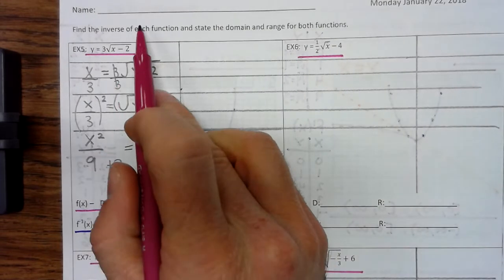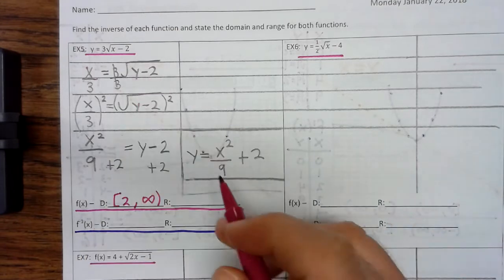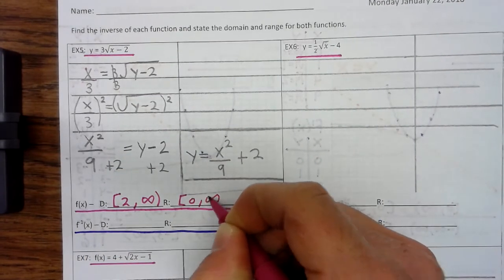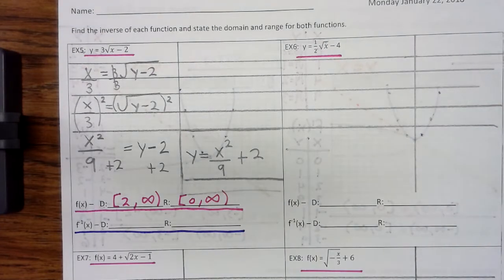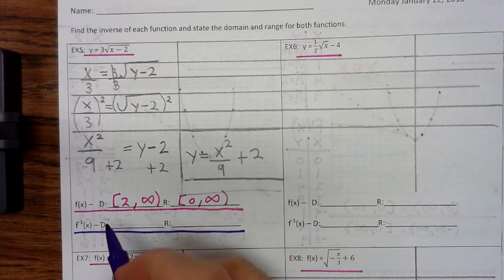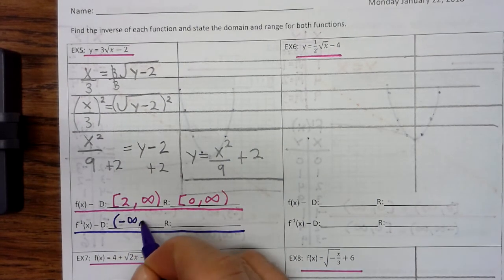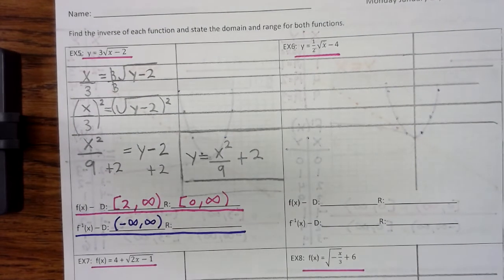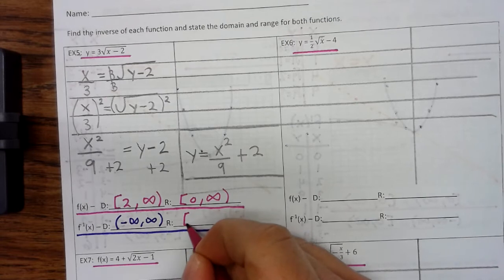Now the range, there is no vertical translation. So we know we start at 0. So the range is from 0 to infinity. Now remember the inverse of squared is squared, and the x squared domain is always negative infinity to positive infinity. But then you know that the domain and range switch, so the range is 2 to infinity.